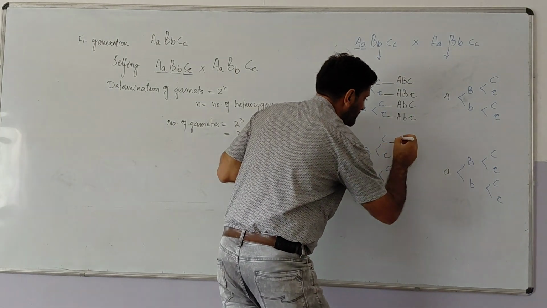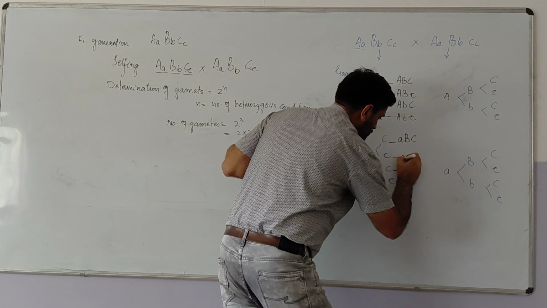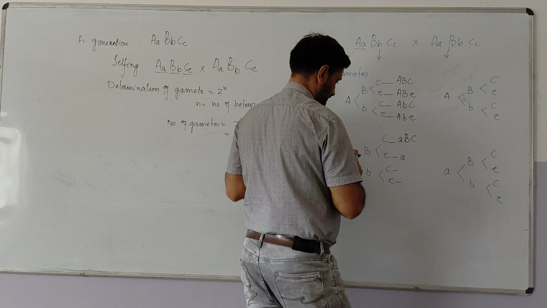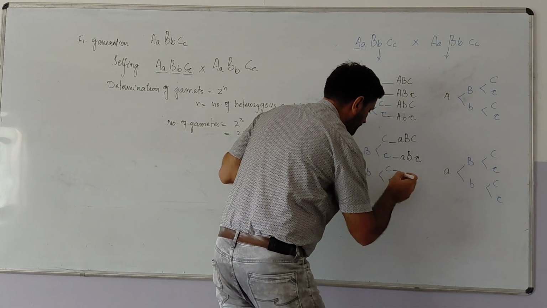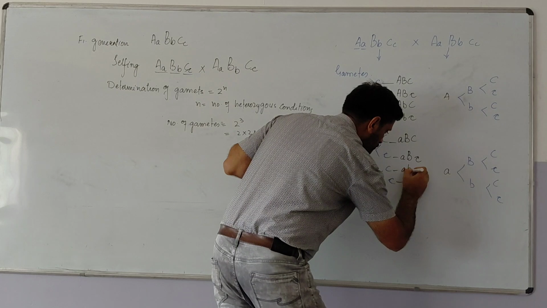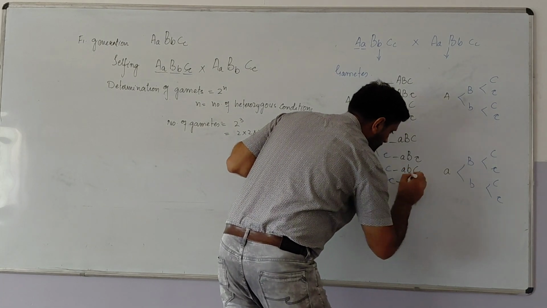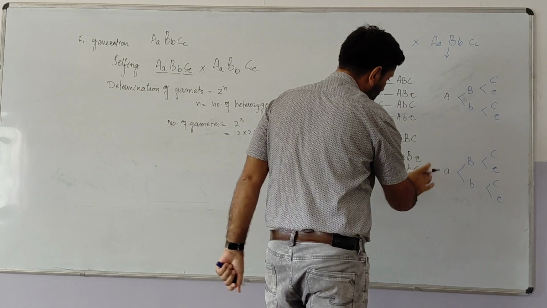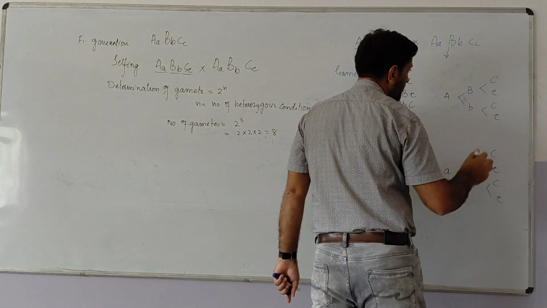Now coming to here, it is small a, capital B, capital C. This will be small a, capital B, small c. Same, it will be small a, small b, capital C. This will be small a, small b, small c. So these are the 8 different types of gametes. Also here will be these 8 different types of gametes.